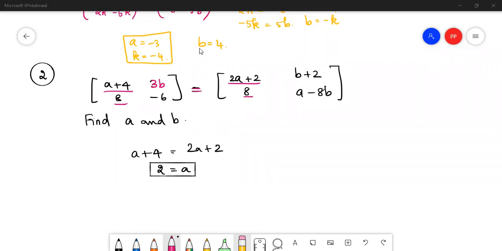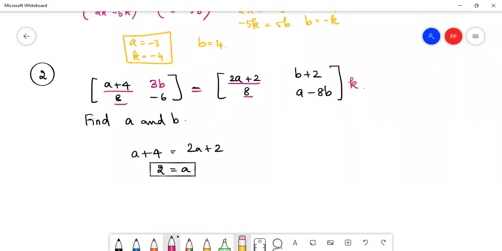So don't think it's a very, very easy question. It will not always be just equal. Sometimes they will give the k here. So wherever it is, have a proper look. So again for my b, a minus 8b is equal to minus 6.